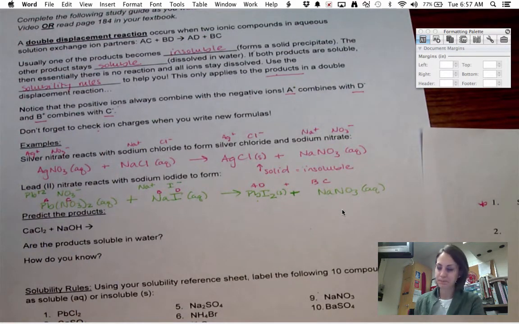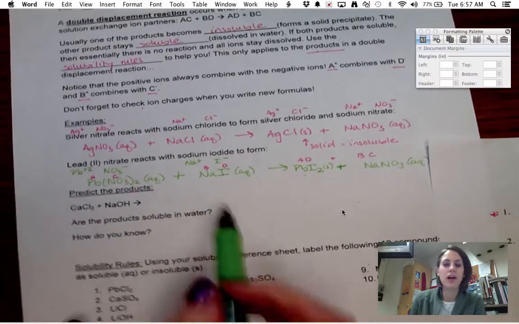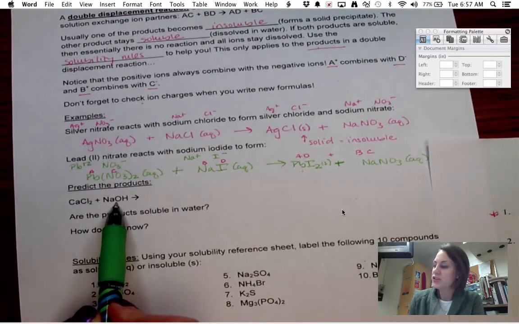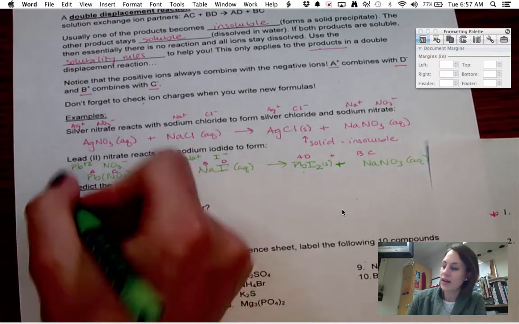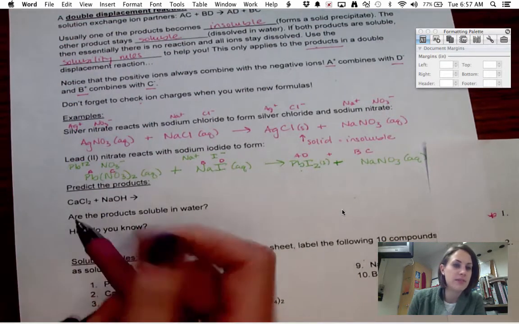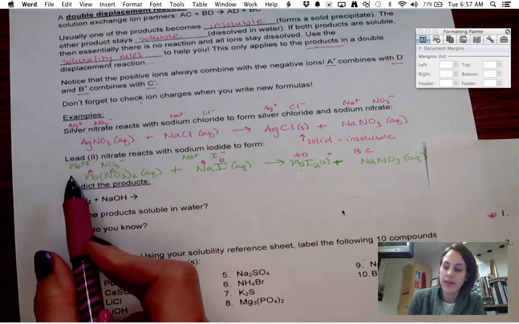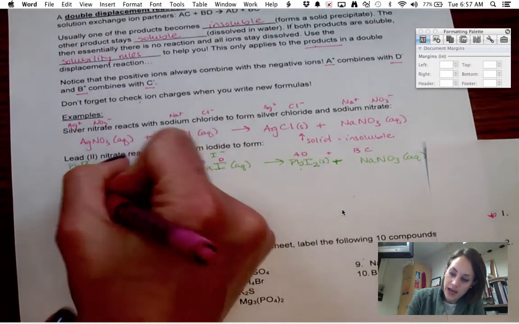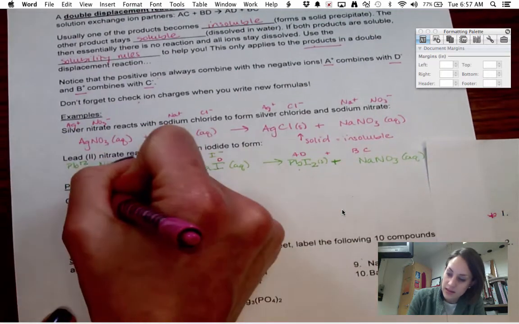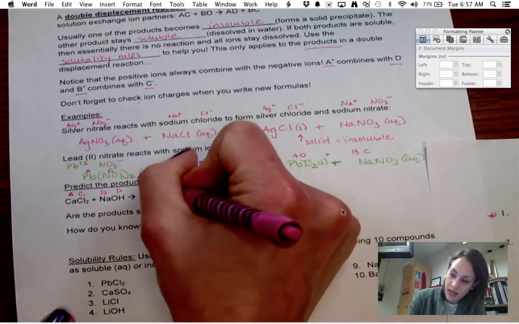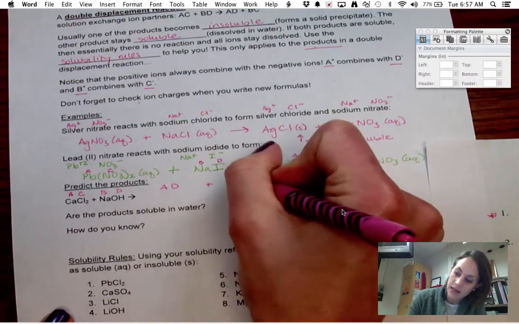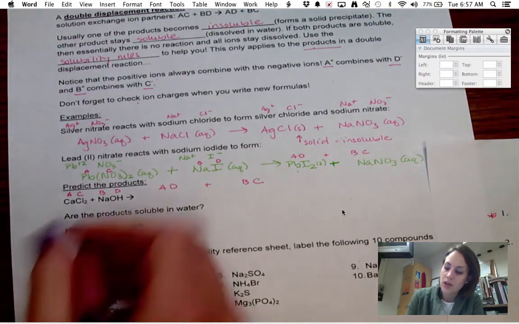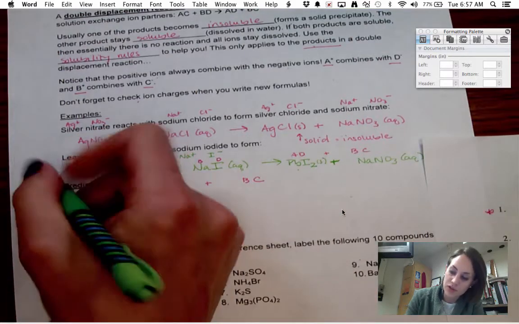Okay? Let's try another one here with predicting your products, and this time we have just all formulas. So I'm going to write my letters, my A, my B, my C, my D, above it, and the ions right below it. So this was my A, and that's my C. This is B, and that's D. So I want A and D coming together, and B and C coming together on my product side. So then let's write down your charges.